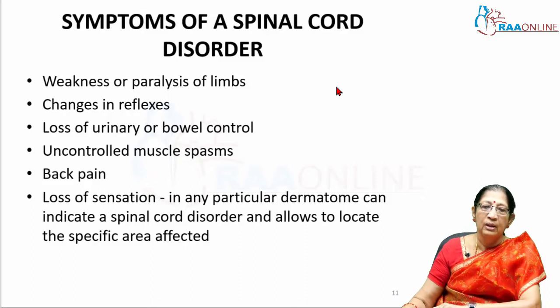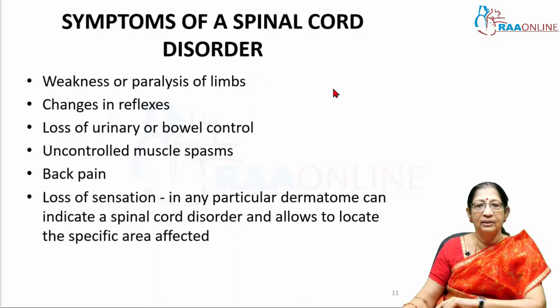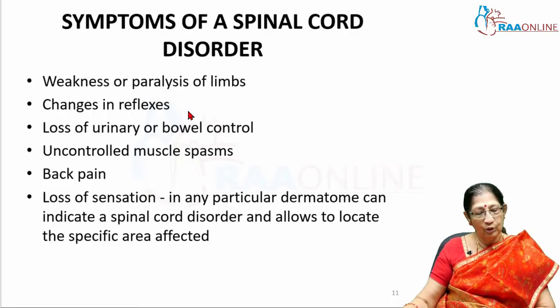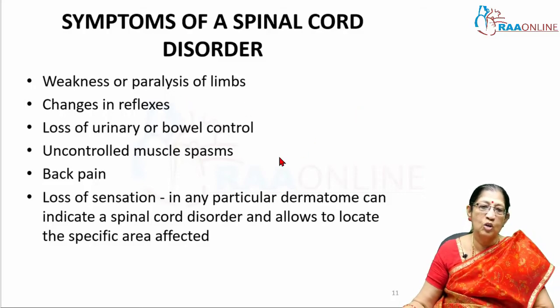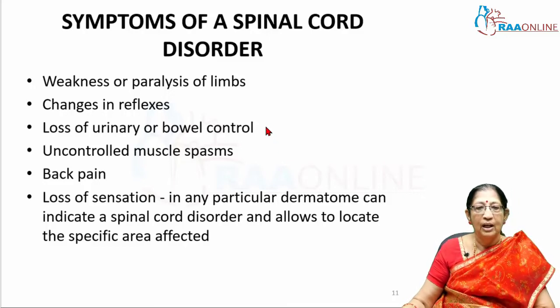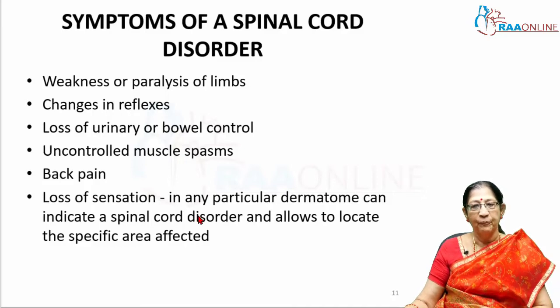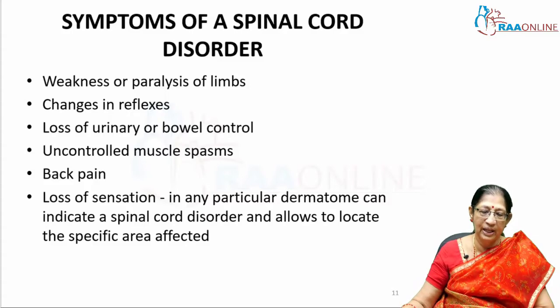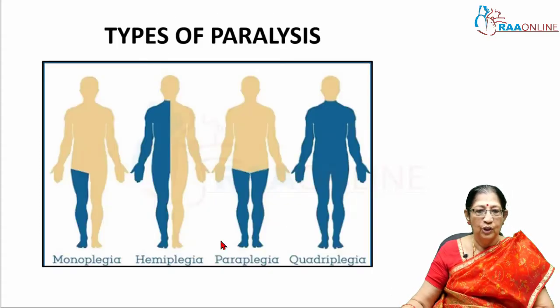So common symptoms will be weakness or paralysis, and changes in the reflexes: in the acute phase of a spinal cord disorder reflexes may be lost, and in chronic myelopathies they may become exaggerated. Loss of urinary or bowel control can be there, uncontrolled spasms like flexor spasms, back pain, and loss of sensation. If it's a particular dermatome, it can indicate spinal cord involvement at that level, and it may help us in localization. So you can see it can be a monoplegia, a hemiplegia, spinal hemiplegia, a paraplegia where both the lower limbs are affected, or quadriplegia when all four limbs are affected.